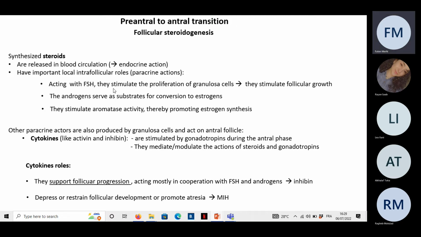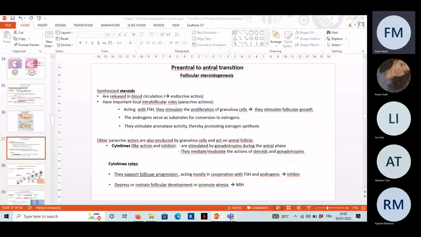Okay, so you should know that those granulosa cells don't only produce estrogens and progesterone, but they also produce cytokines like the activin, inhibin and the MIH, and those cytokines play a role also in the regulation of follicular growth and of the steroidogenesis of the follicles. So this is all regarding this session. We will continue next session.